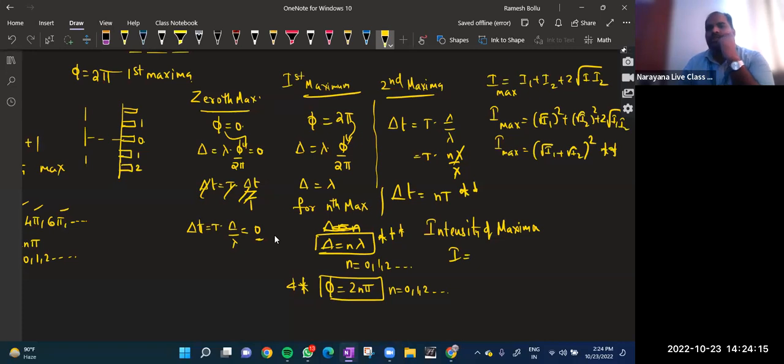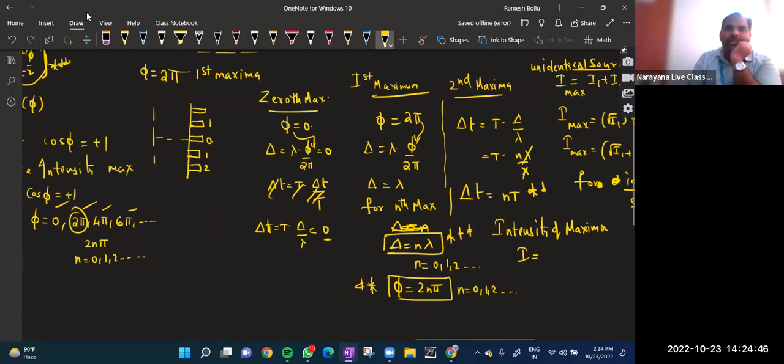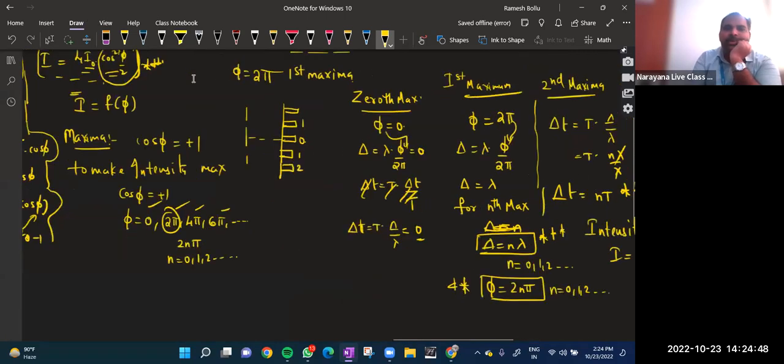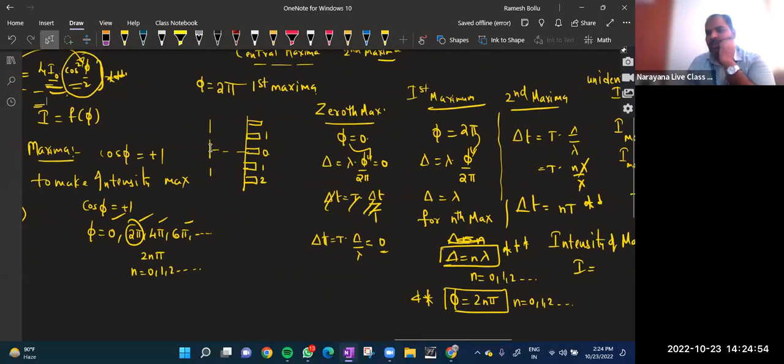I am requesting you all to remember. If it is for identical holes, what? These are unidentical sources. For identical sources, what is the formula? Very good. For identical sources of light, this formula is there. Now I is equal to 4I0 cosine square pi by 2. Pi value you should put 0 only. So 4I0 will come.